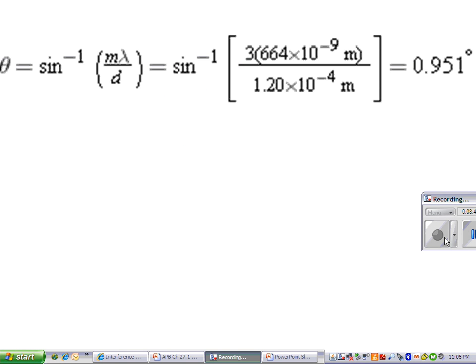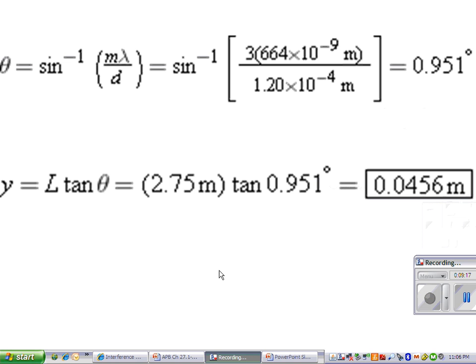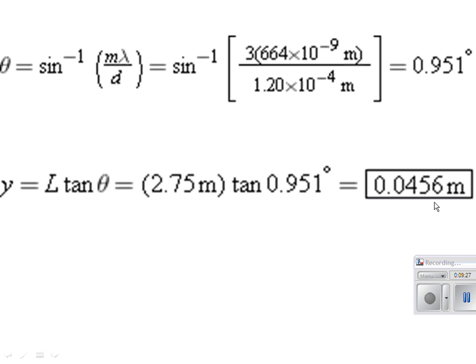If we now use our equation, sine theta equals m wavelength over d, we solve for theta and end up with an angle of 0.951 degrees. Usually, many times our angles are very small in these problems. But they wanted us to solve for the y value. So what we're going to do is go back to that triangle and realize that if we look at this angle right here, tangent theta equals opposite over adjacent, so it equals y over L. So now we have this tangent theta equation, plugging in all our values. We see that that distance from the central bright fringe to the third bright fringe is 0.0456 meters.